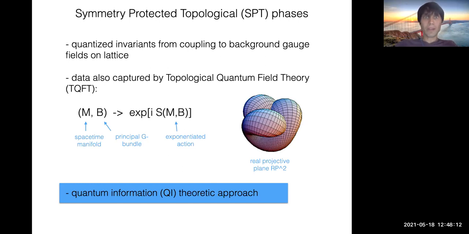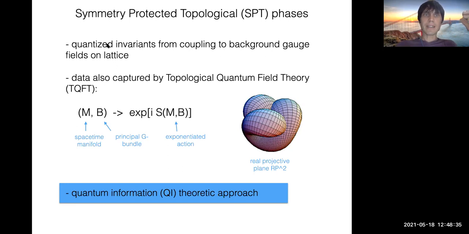This is a way of understanding the simplest example of intrinsic topological order, which is that of the toric code. The toric code can be understood by starting with a boring Hamiltonian with a Z2 global symmetry and just a simple tensor product ground state, and coupling it to a background Z2 gauge field. That's what gives you the toric code.